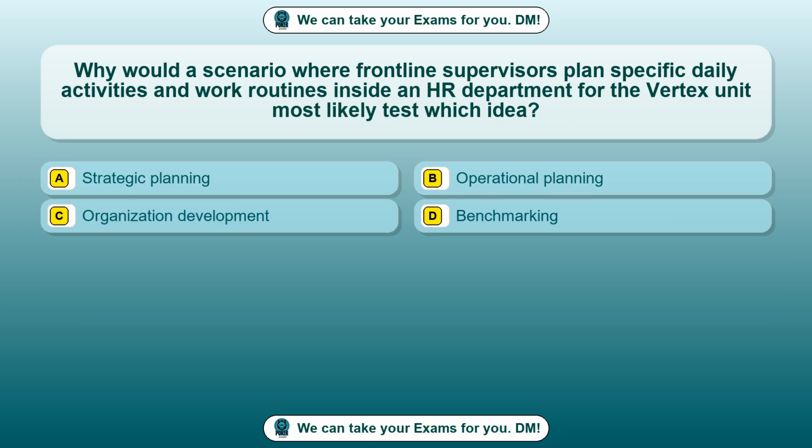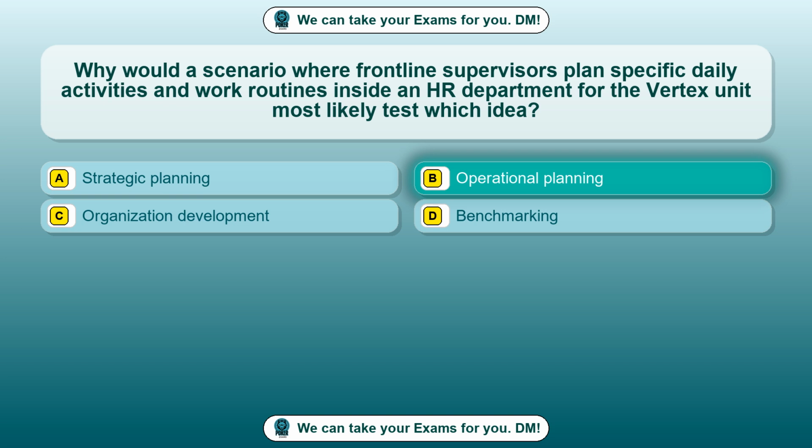Question 55. Why would a scenario where frontline supervisors plan specific daily activities and work routines inside an HR department for the Vertex unit most likely test which idea? Option A, strategic planning. Option B, operational planning. Option C, organization development. Option D, benchmarking. The correct answer is option B, operational planning.